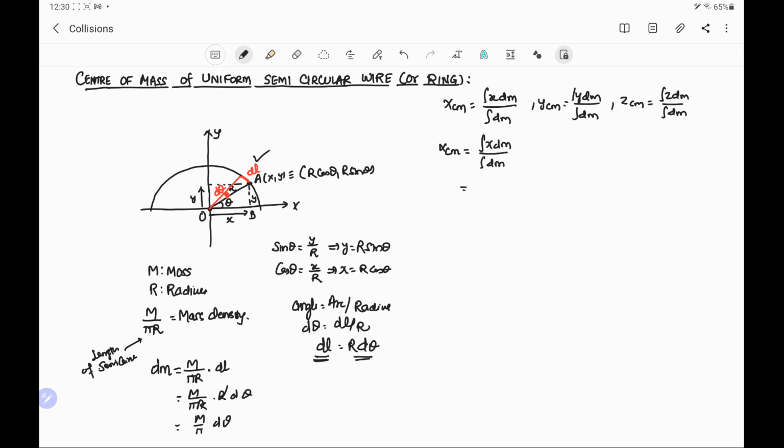Now, we put the x coordinate, or the distance x of the elementary length, in this formula, that is x is r cos theta. So we write here r cos theta. It is the distance along the x-axis into dm. Mass of the elementary length is M by pi d theta, divided by integral dm. Integral dm refers to the total mass of the semicircle, and total mass is capital M.